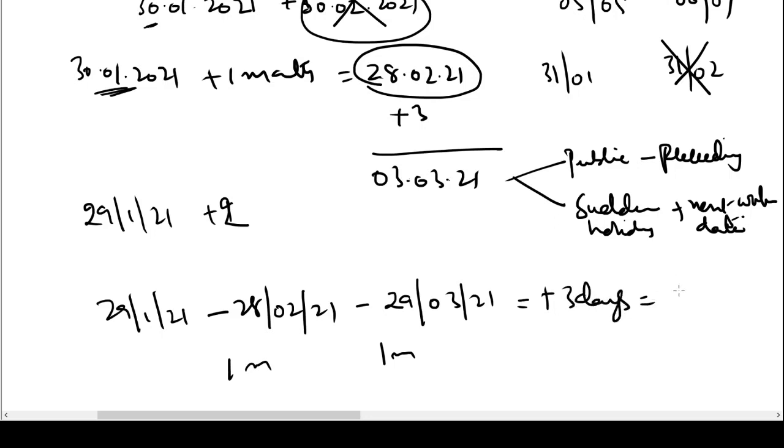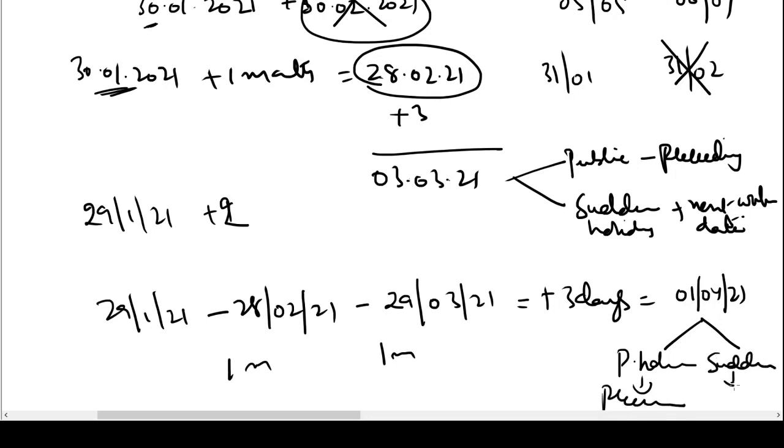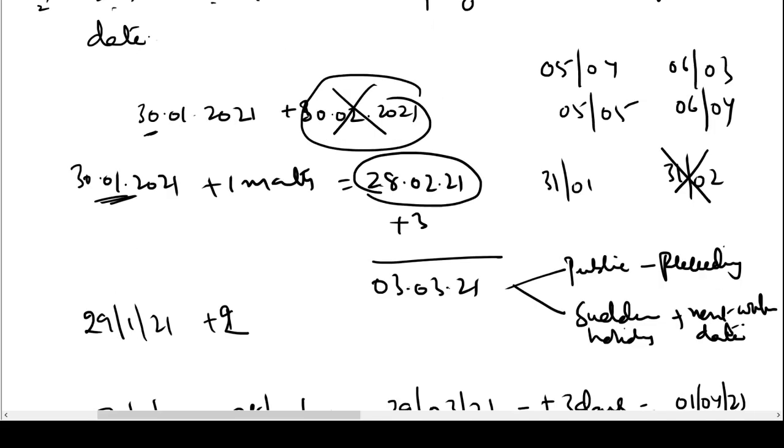It will be, in this case, because March has 31 days, on 1st of April 21, the due date will fall. If it is a public holiday, preceding day. If it is a sudden holiday, next working day. That is how we have to calculate the due dates in the case of a bill of exchange.